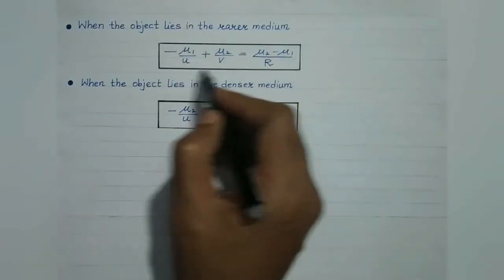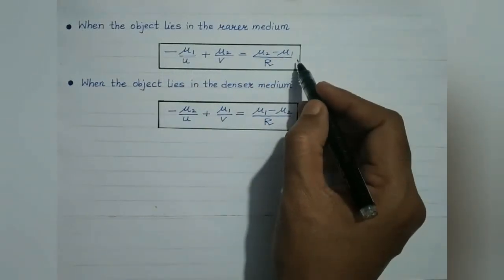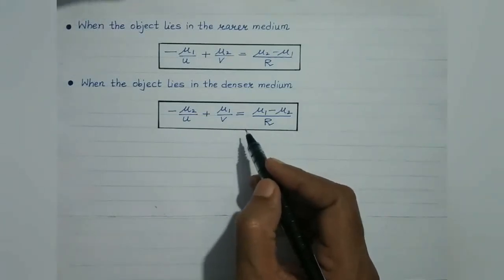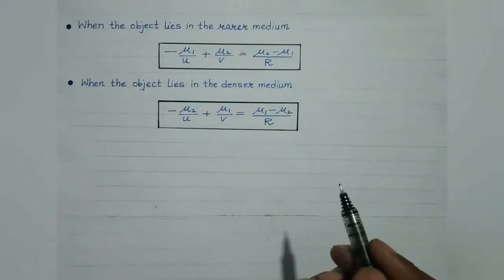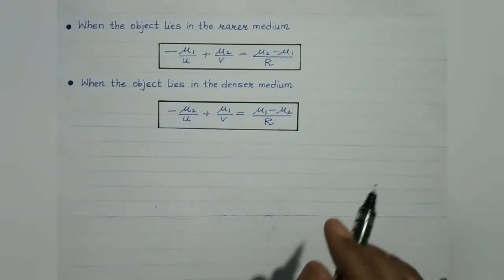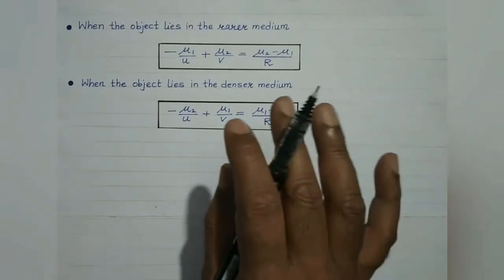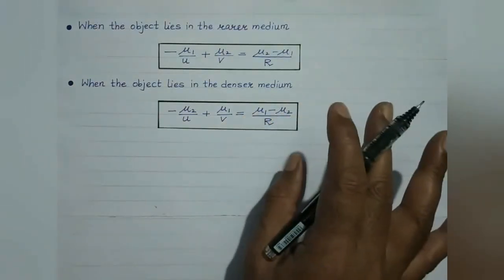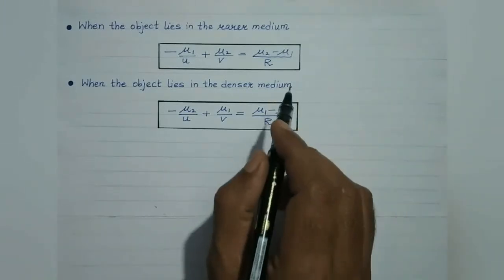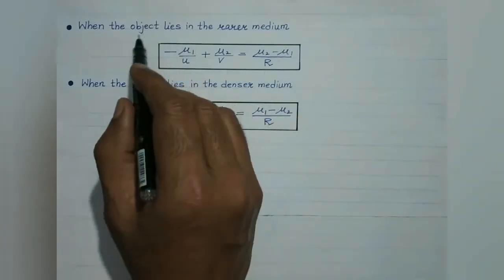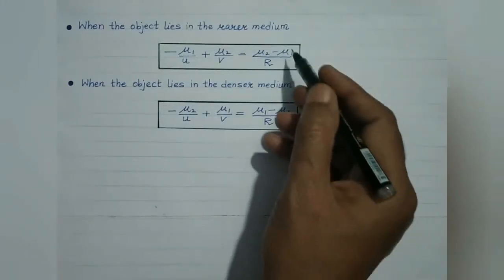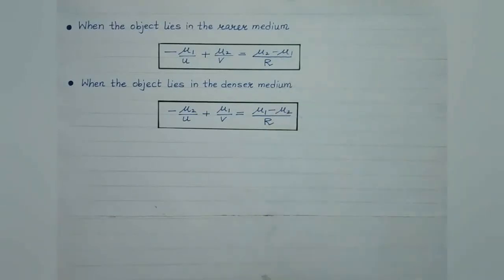So this is the formula applicable when the object is placed in the rarer medium, and this is the formula applicable when the object is placed in the denser medium. Clear, students? And always remember, it is immaterial whether the image obtained is real or virtual. The point to be considered is whether the object lies in the rarer medium or the object lies in the denser medium. Accordingly, you need to make use of either of these two equations, right?